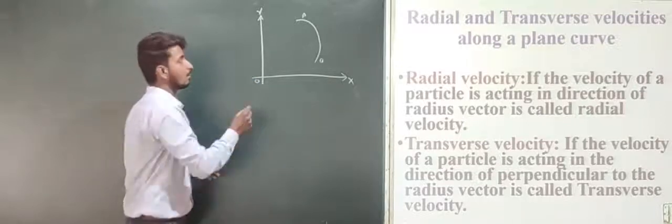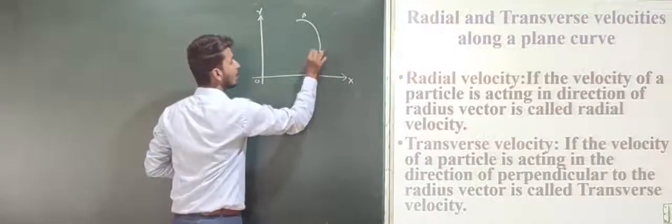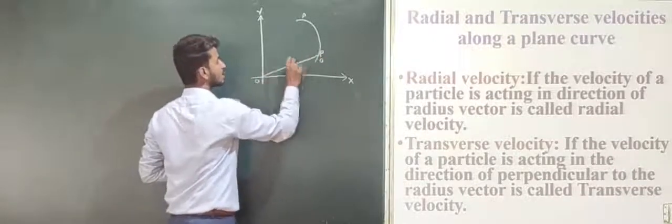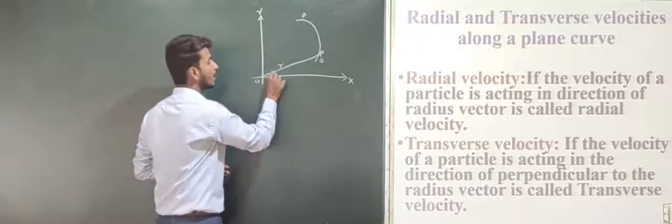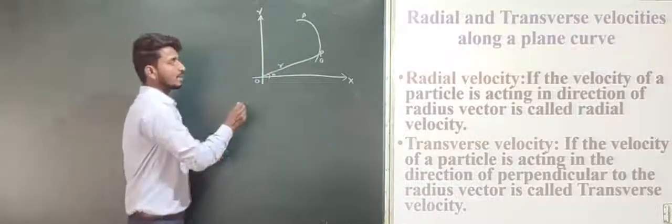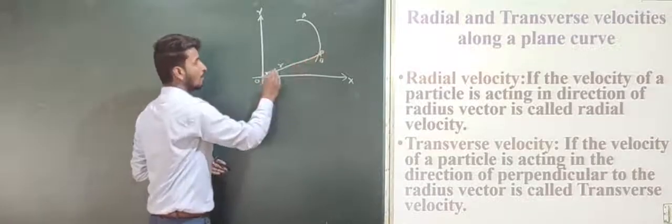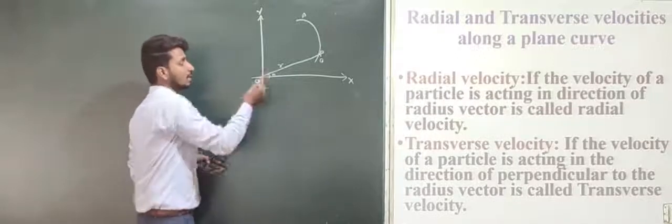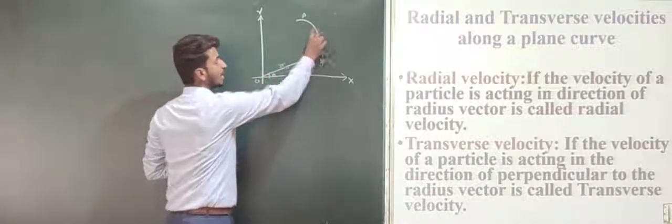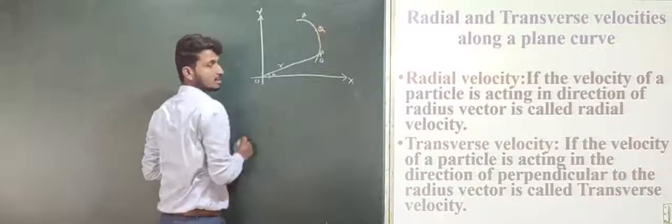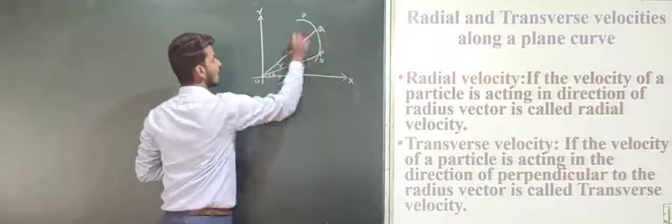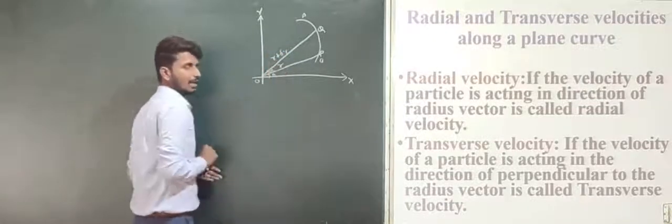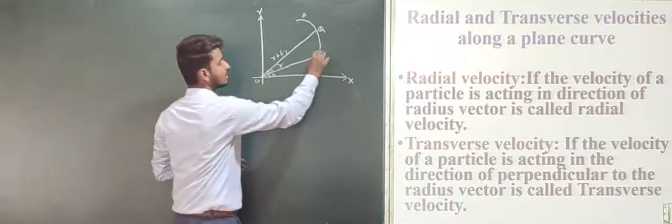After some time t, the particle reaches the point P by traveling a distance r and making an angle theta. After a small change in time, the particle again reaches another point, that is Q, by traveling a distance r plus delta r and making a small change in angle, that is delta theta. Here we can extend these points.